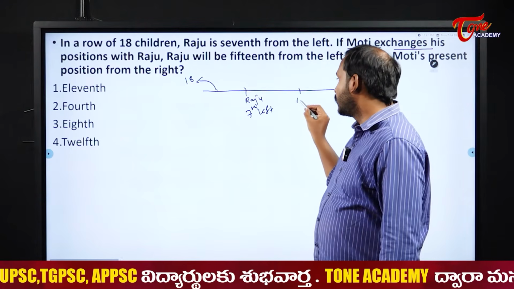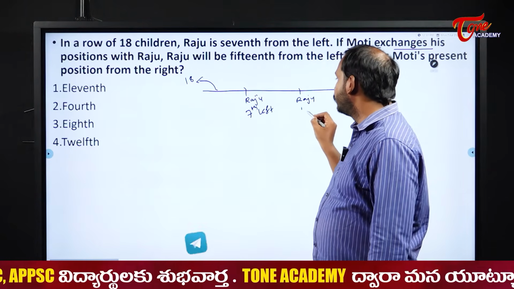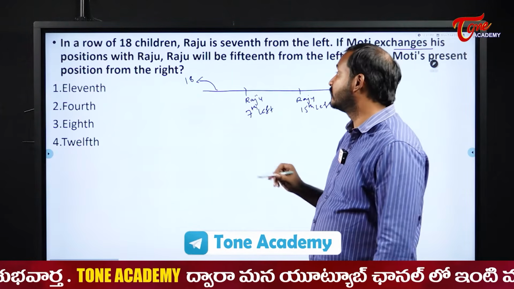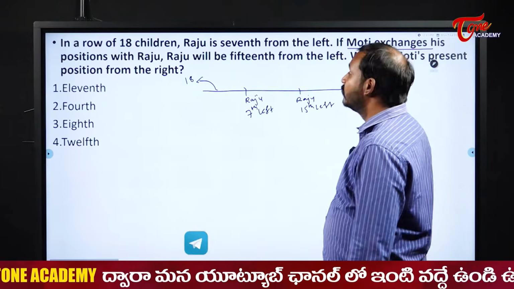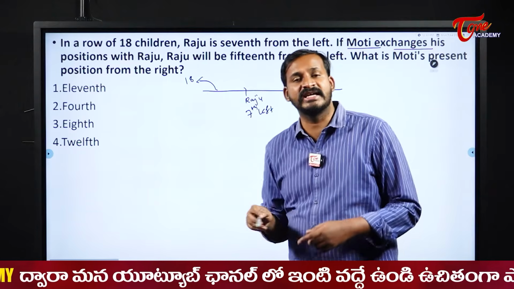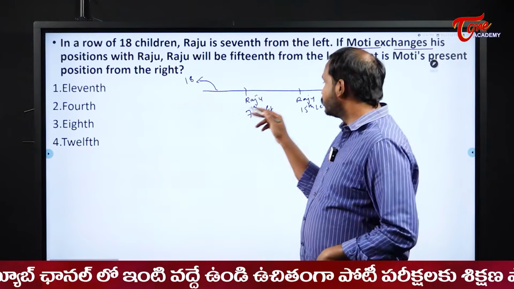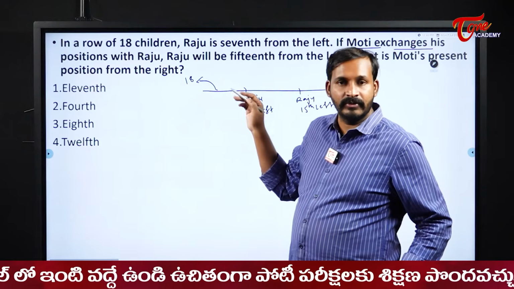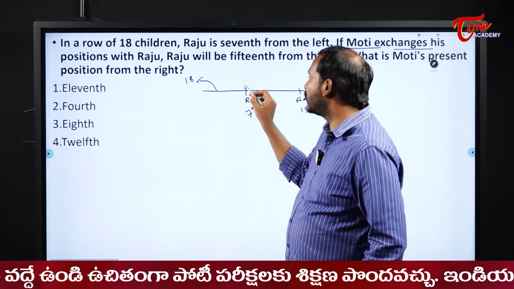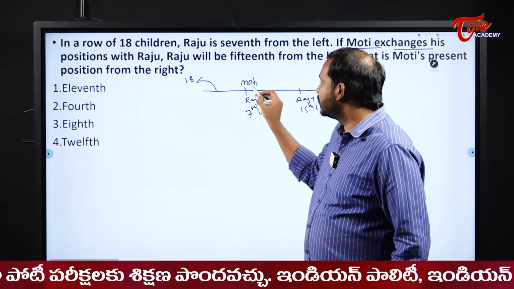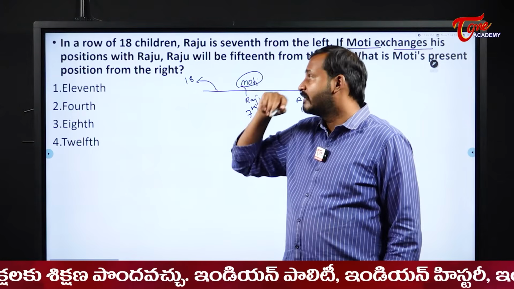Definitely here. Now Raju came to what? 15th from left, after exchange. After exchange he came to this. What is Moti's present position from right? Exchanging means what, students? Raju will go to Moti's position and Moti will come to Raju's position. So now here I have Moti. Now please see here Moti's position from the right side.